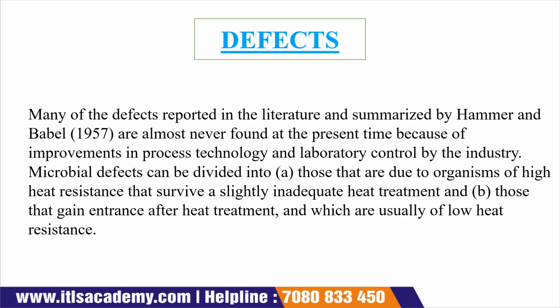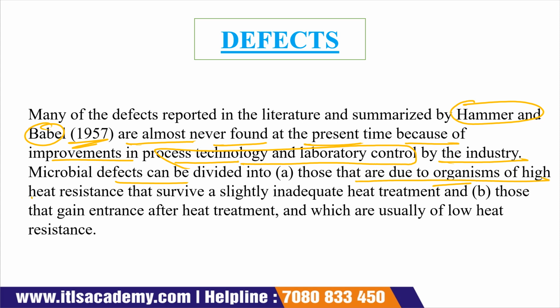Many of the defects reported in the literature and summarized by Hammer and Babel in 1957 are almost never found at the present time because of improvements in process technology and laboratory control by the industry. Microbial defects can be divided into two parts. First, those due to microorganisms of high heat resistance which survive a slightly inadequate heat treatment, and the second, those that gain entry after the heat treatment and which are usually of low heat resistance.